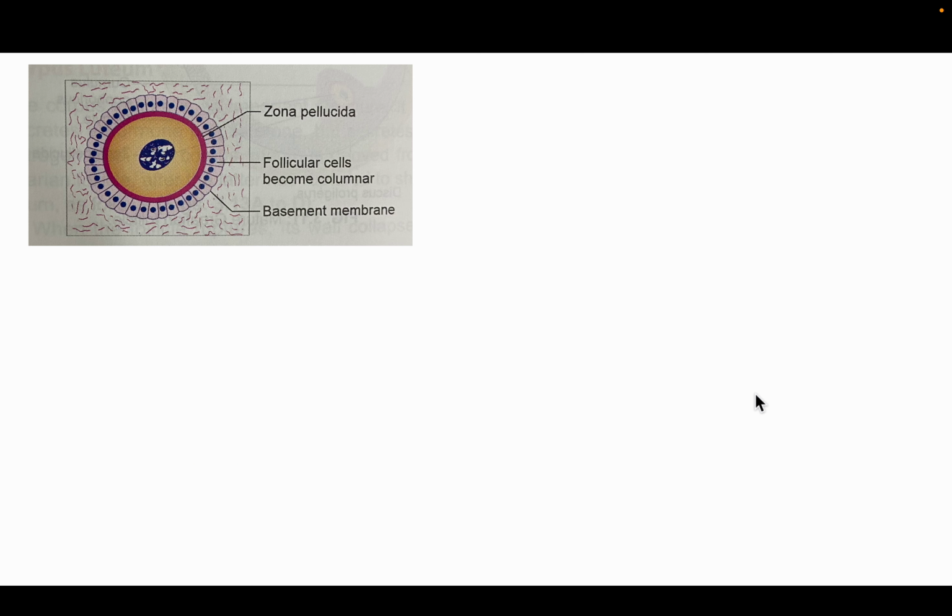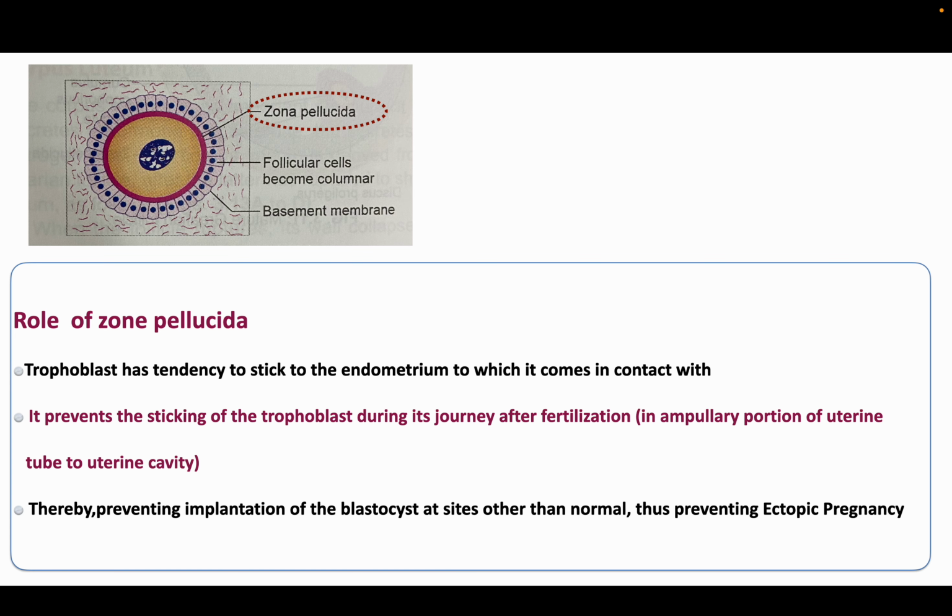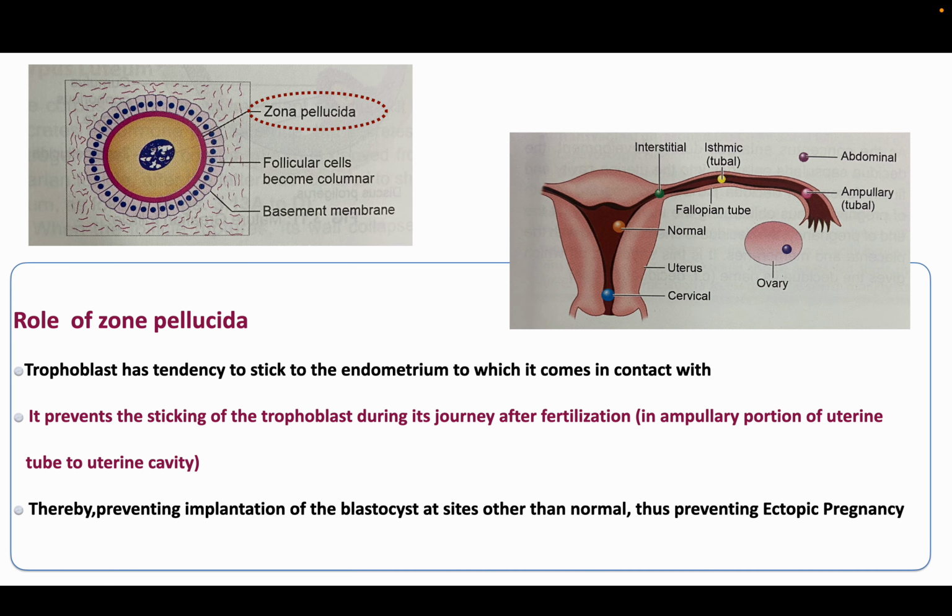Now what is this zona pellucida basically? The trophoblast has the tendency to stick to the endometrium with which it comes in contact. So this membrane prevents the sticking of the trophoblast during its journey after fertilization, from the ampullary portion of the uterine tube to the uterine cavity, thereby preventing implantation of the blastocyst at sites other than normal. Thus it prevents ectopic pregnancy.